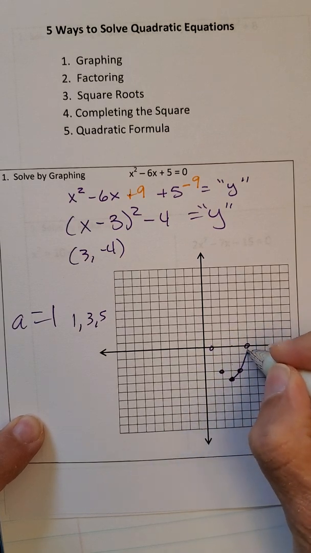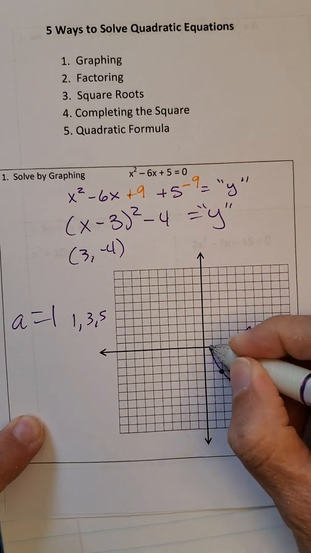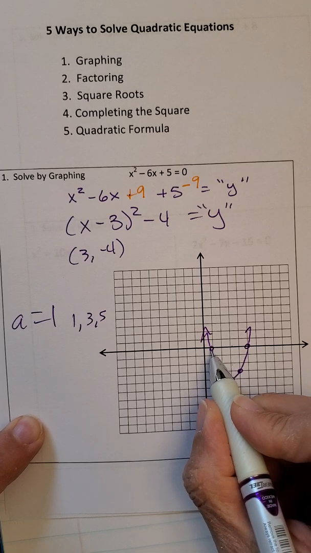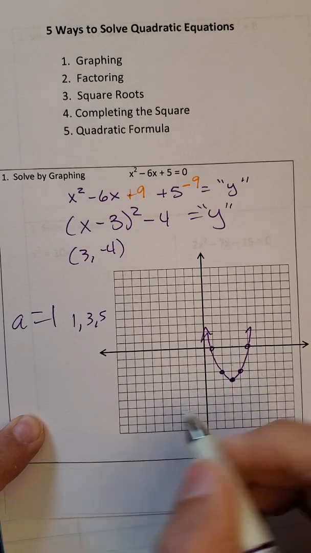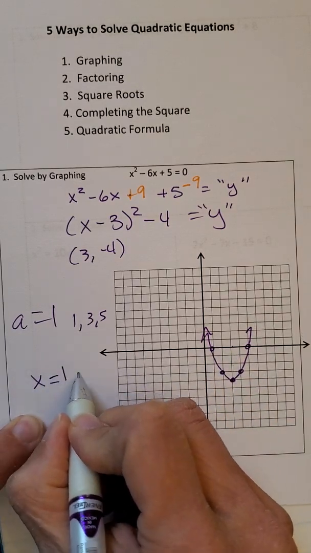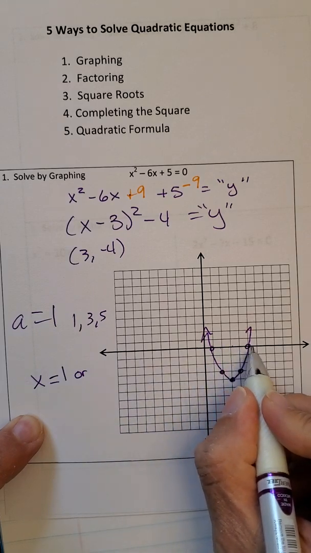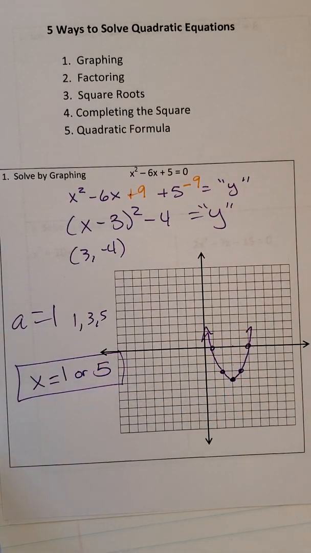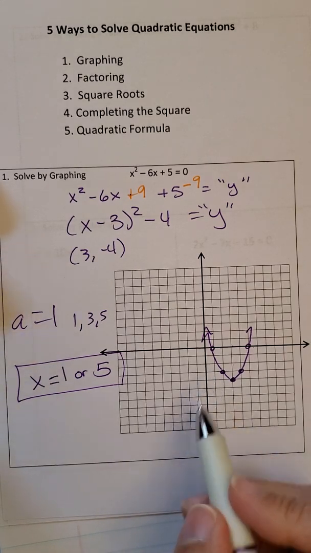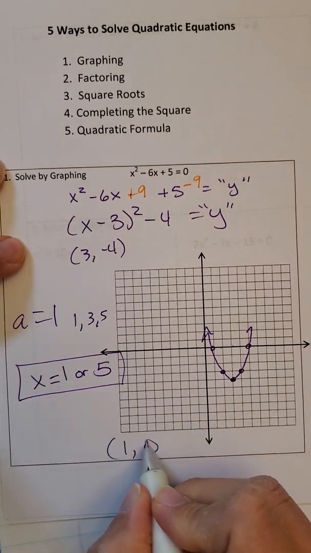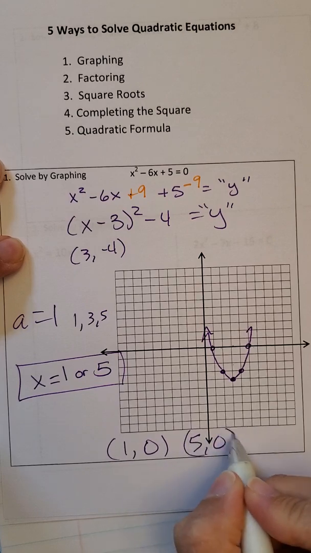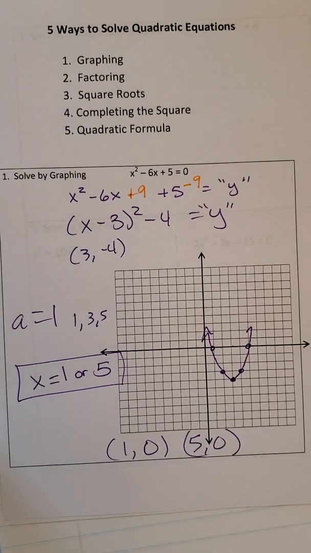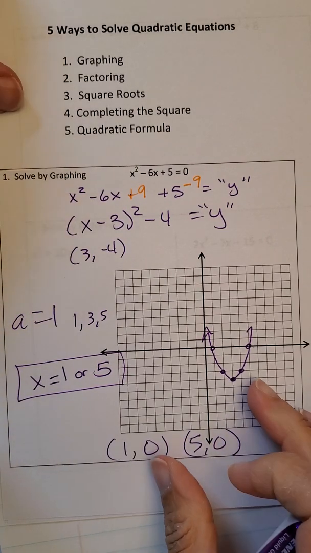And remember, I'm solving by graphing, which means I'm trying to find the x-intercepts. And it looks like they're right there. So my solutions are x equals 1 or 5. Those are my answers solving from the graph. Now remember, we also wrote that as (1, 0) and (5, 0). Depends on how they want you to write it. So that is solving by graphing.